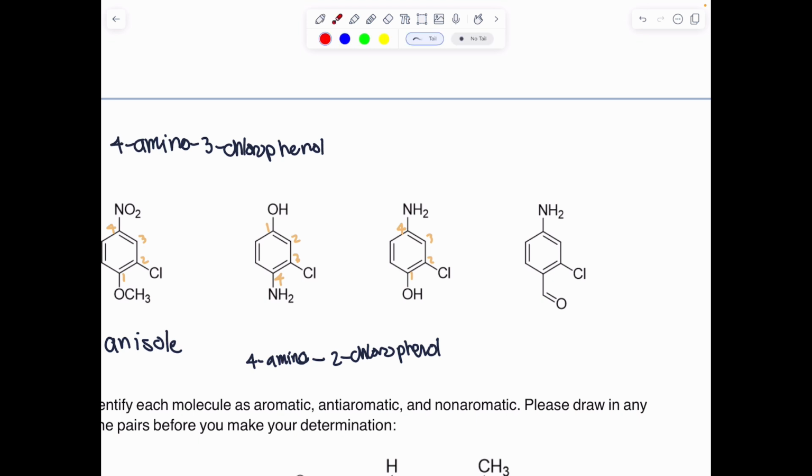Finally, in this last example, it's another benzene ring with 3 substituents. In this case, we have an aldehyde, a chlorine, and an amine. That aldehyde is actually a mistake.